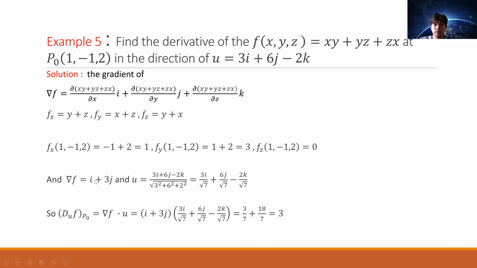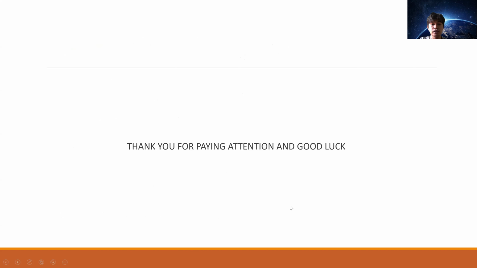So the gradient vector is equal to i plus 3j, and the unit vector is 3i plus 6j minus 2k over square root of 3 squared plus 6 squared plus 2 squared, which is 3i over square root of 7 plus 6j over square root of 7 minus 2k over square root of 7. So the directional derivative of function f in the direction u at p sub 0 is the gradient vector dot the u vector: i plus 3j dotted with 3i over square root of 7 plus 6j over square root of 7 minus 2k over square root of 7. Simplifying this, we get 3. And this is all. Thank you for paying attention, and good luck.